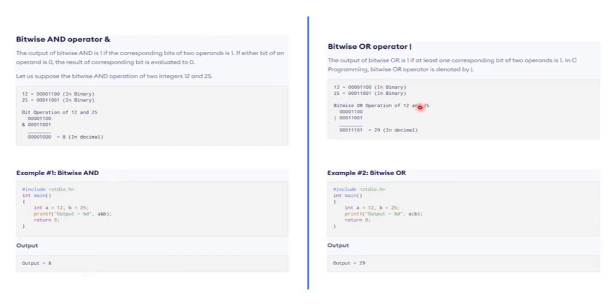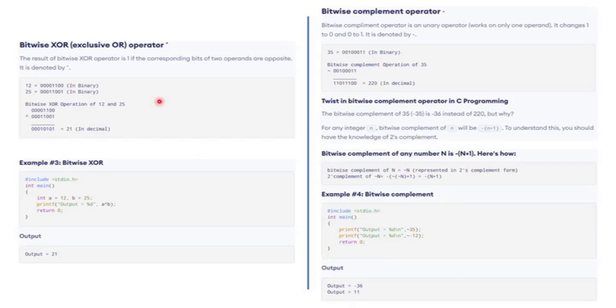What is bitwise OR? Same thing: the binary equivalent numbers are written, and then on every binary digit the OR operation is performed. 0 or 1 is 1, 0 or 0 is 0, 1 or 0 is 1, 1 or 1 is 1. Similarly for the rest of the digits. So from the calculation we are getting 29, and also from the program we are getting 29.